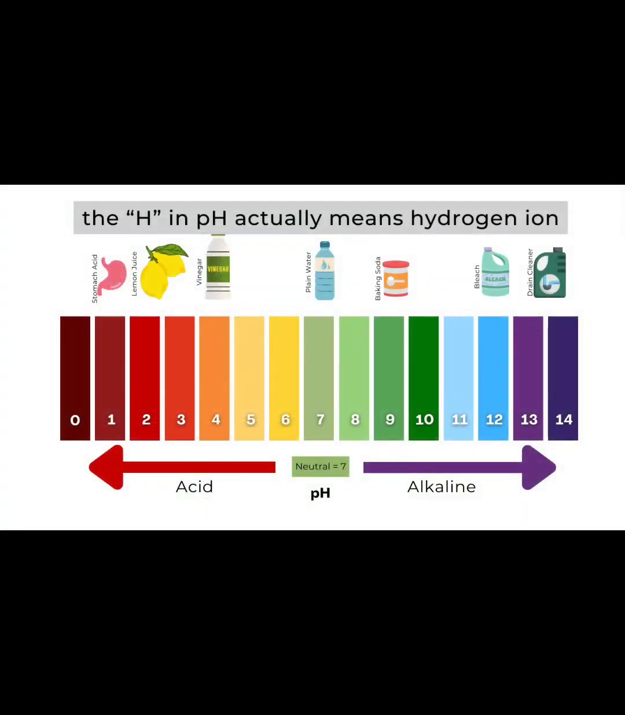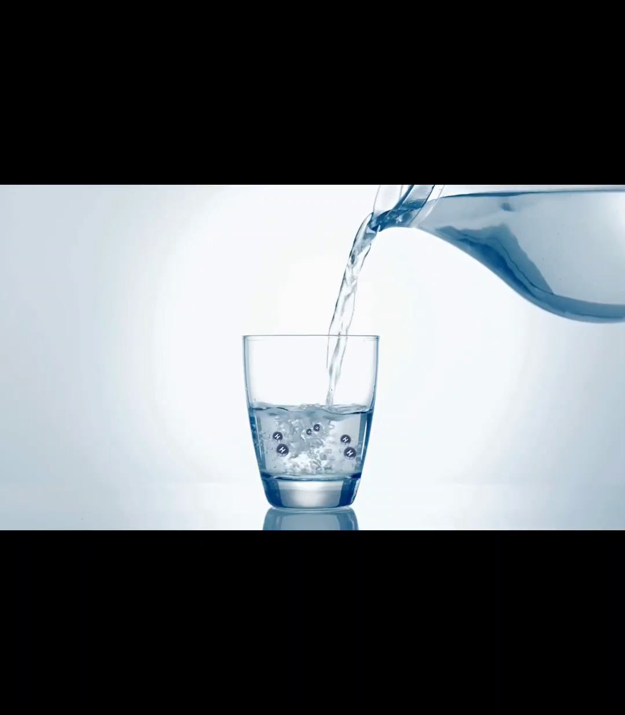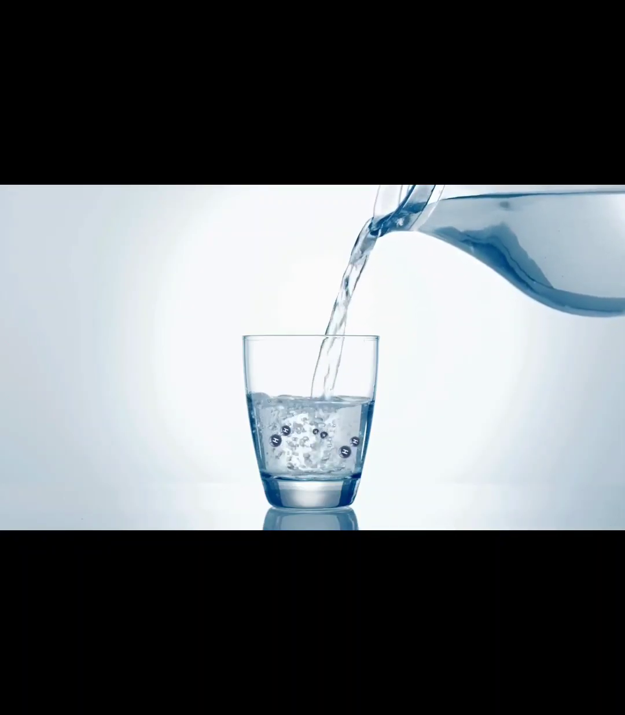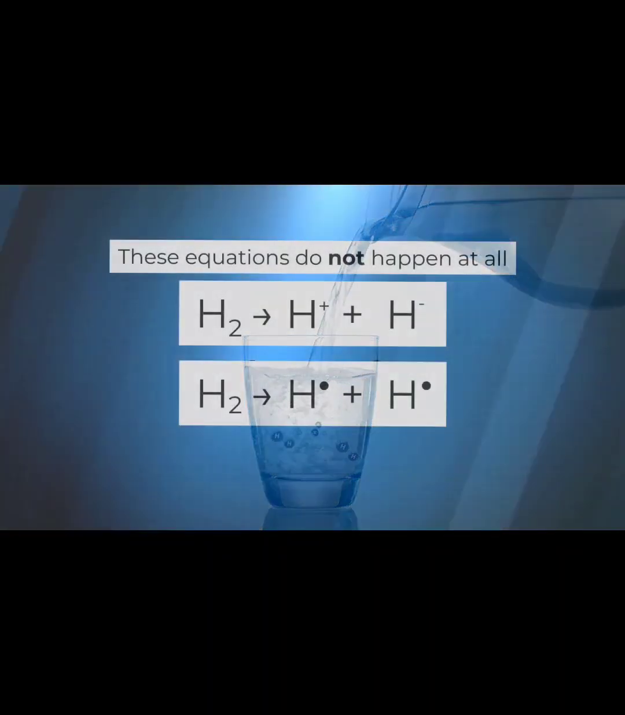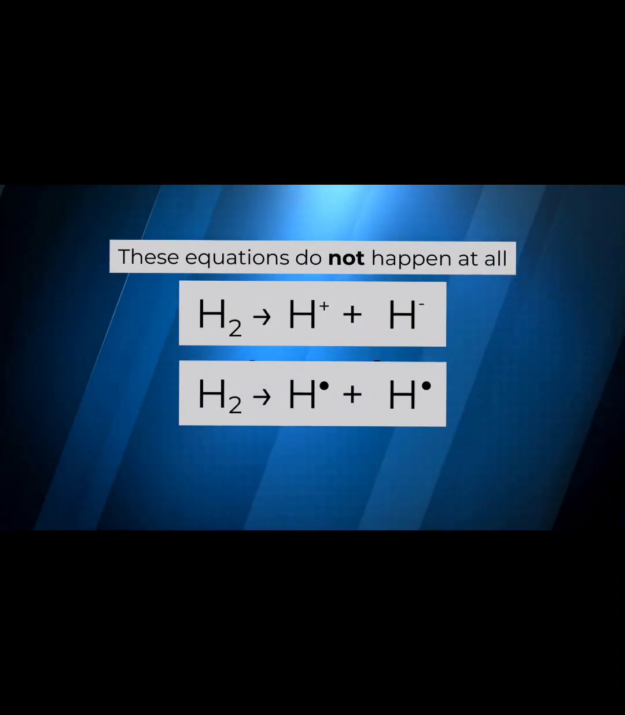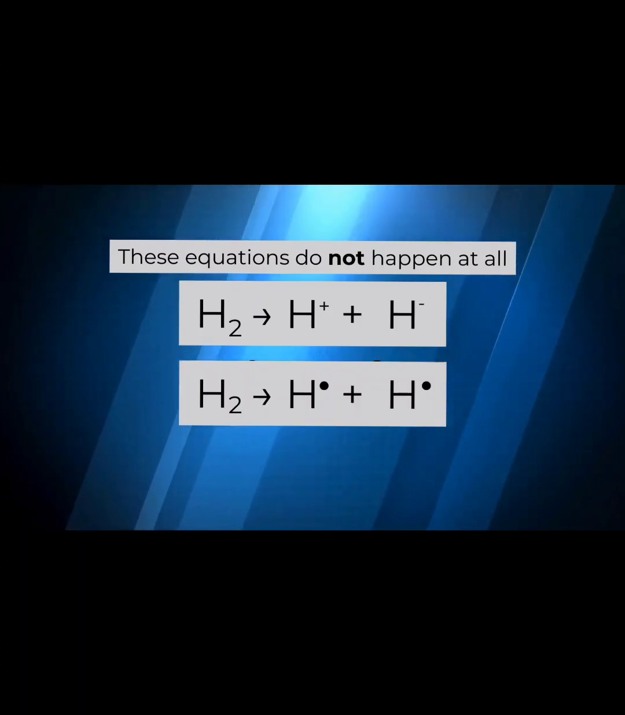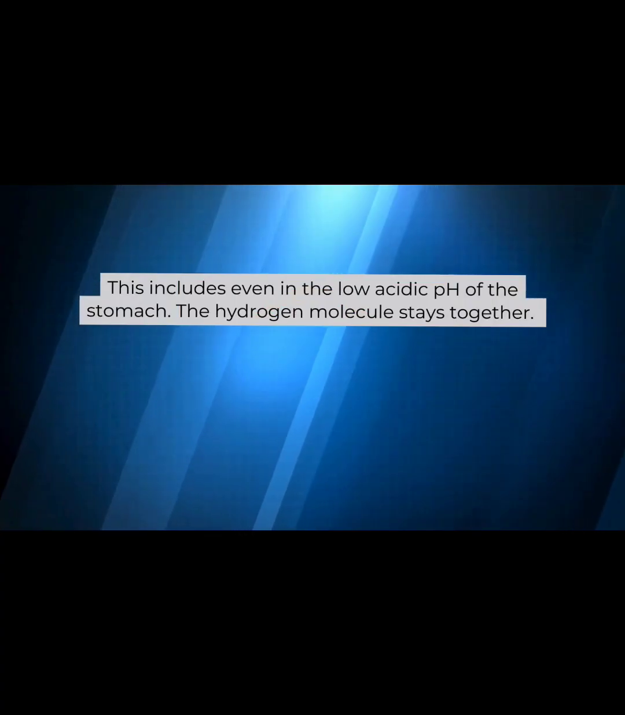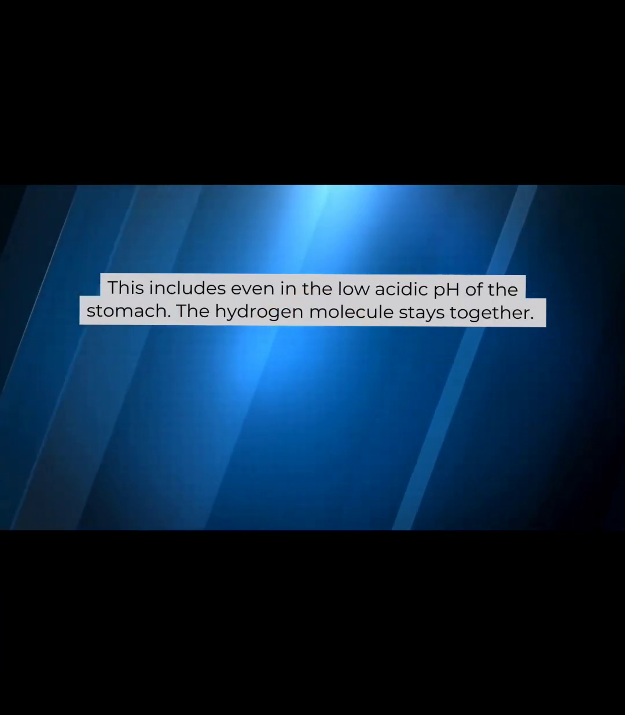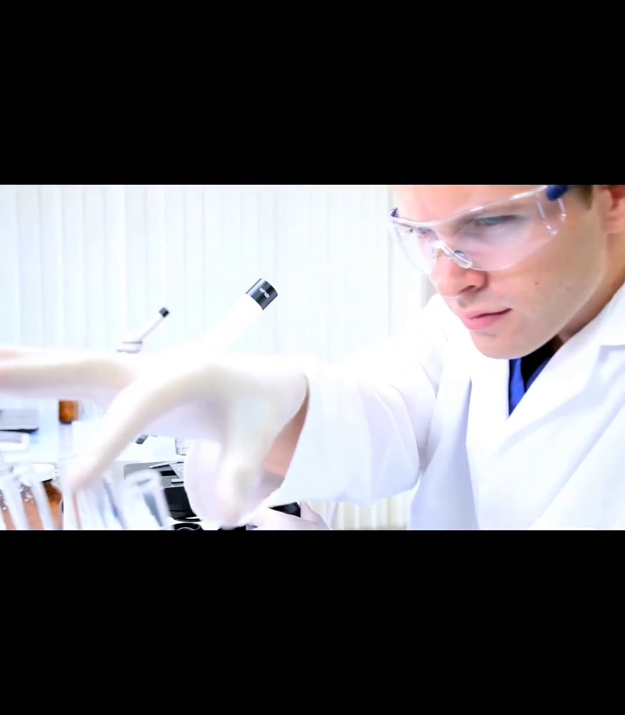That molecular hydrogen does not influence the pH. Remember, the concentration of hydrogen ions, the cation, is what pH means. So, when H2 dissolves in water, it just gets surrounded by water molecules, but it does not break apart. That is, it does not dissociate into hydrogen atoms or hydrogen ions. In other words, the dissociation of molecular hydrogen breaking into cations and anions or even hydrogen atoms alone does not happen at all. This includes even in the low acidic pH of the stomach. The hydrogen molecule stays together.